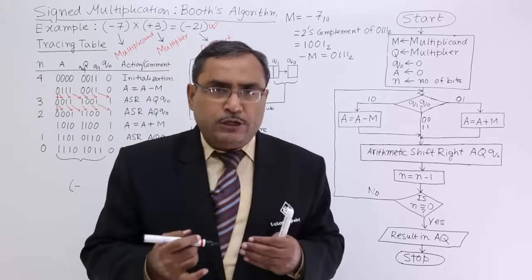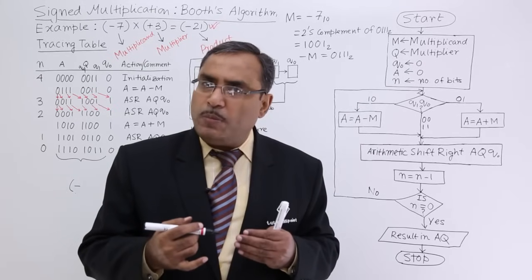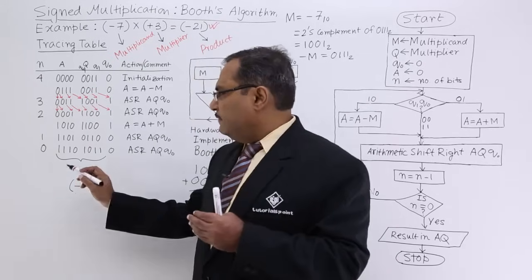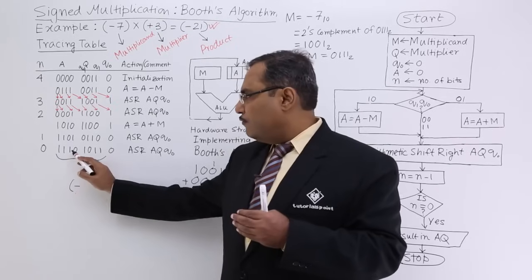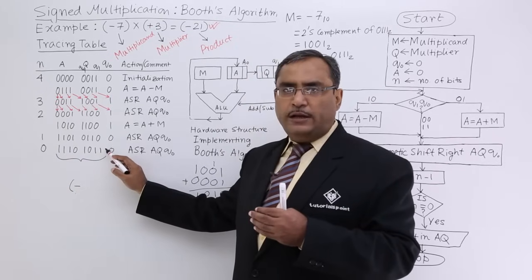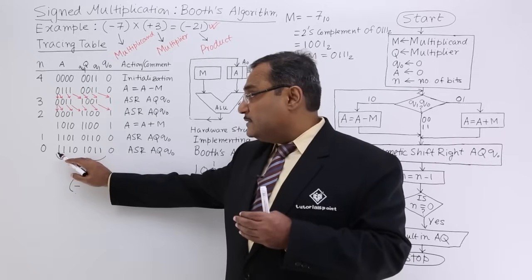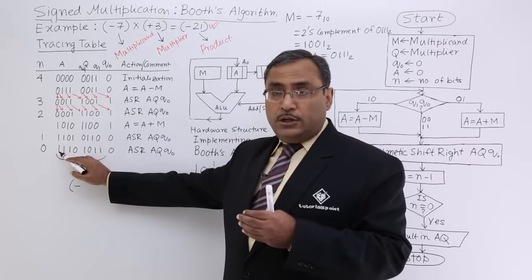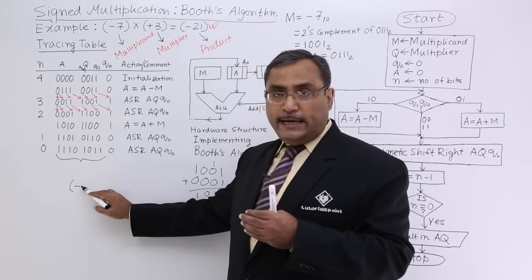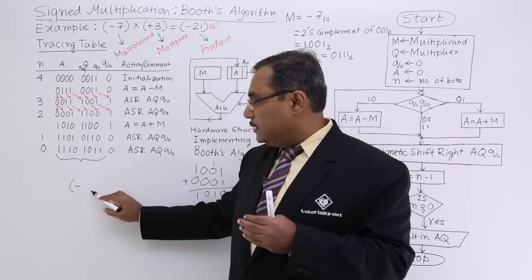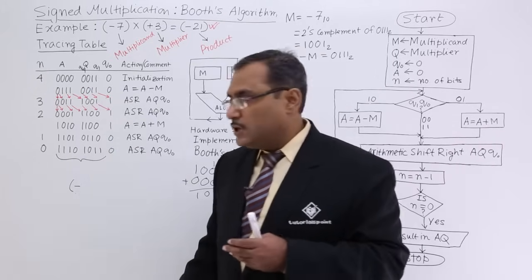To get its magnitude, I shall go for its 2's complement calculation. But if the first bit is 0, I can go for the decimal equivalent of this binary number to get the product. But as the first bit has come 1, it should be a negative number. To get the magnitude part, I shall have to calculate its 2's complement.